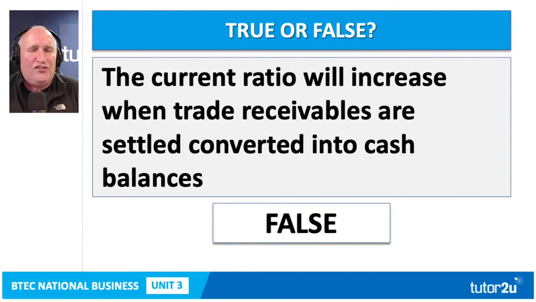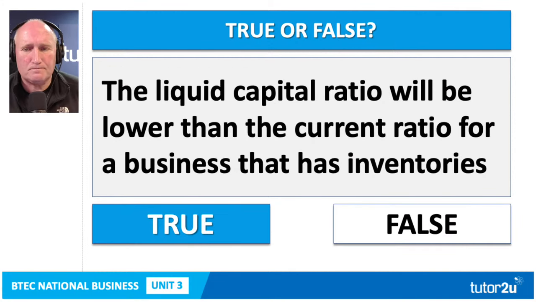It won't, will it? Because trade receivables and cash balances are both in current assets. So if trade receivables of, say, £5,000 is paid, is settled by customers, well, trade receivables goes down by five, cash goes up by five. So there's no effect on current assets. Therefore, there's no effect on the current ratio. So that's a false. Let's try again.